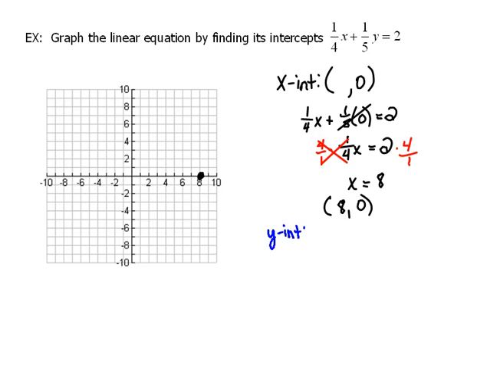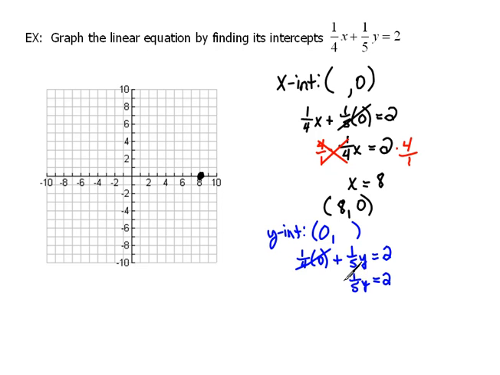And so let's ask ourselves the same thing. What do we know about every single y-intercept? The x value is always 0. So let's plug in the 0 into our equation in place of x. We have 1/4 times 0 plus 1/5 times y equals 2. Now 1/4 times 0 is 0, so 1/5 y equals 2.